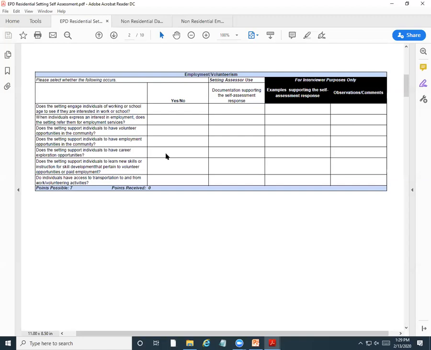We don't expect residential settings to provide employment services, but we do expect them to assist their members in finding those services. Does the setting support individuals to have volunteer opportunities in the community? Does the setting support individuals to have employment opportunities in the community?